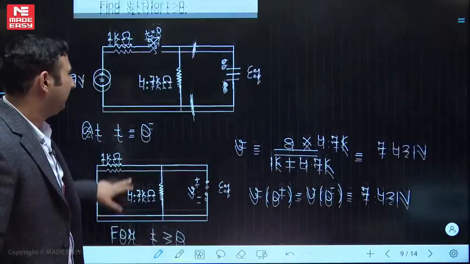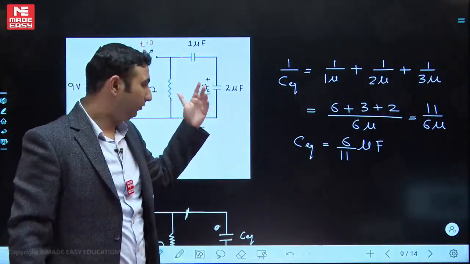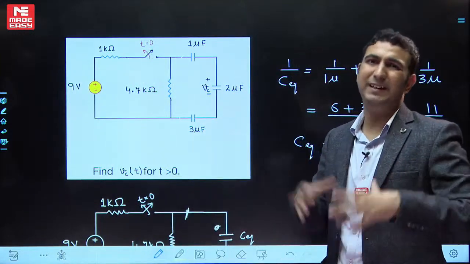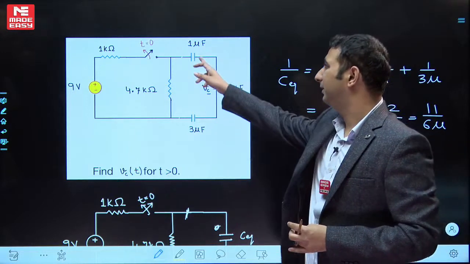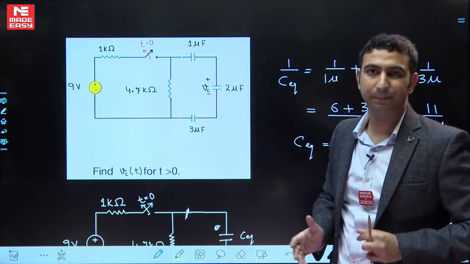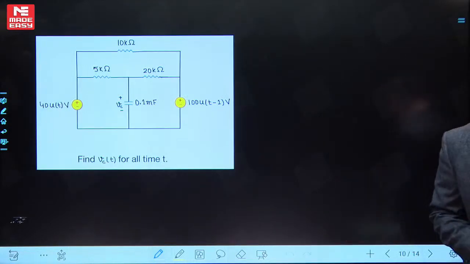So it was a good question. Firstly, when more than one capacitor is connected in series, how to handle that kind of equation? Go for the C equivalent, then you can go for the expansion. And the voltage division rule when more than two capacitors are connected in series. Let's move on to the next question. Take your time, have a look.